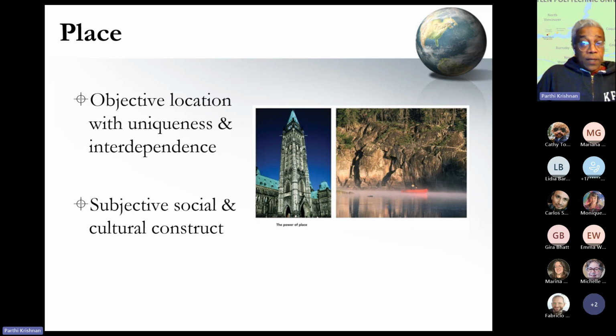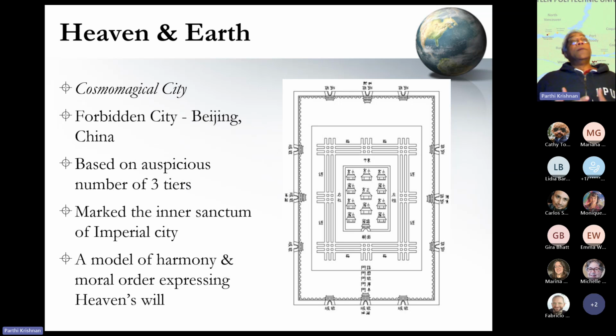So to give you one of the earliest perceptions of places, this is the idea of the cosmomagical city, that is the Forbidden City in Beijing. This is the innermost and most important ceremonial building in Beijing. The hall is set upon an auspicious number of 3 tiers. So from the gate of the supreme harmony, the emperor would be carried on his palanquin above the dragon pavement, which would have carved depictions of his dragon and other auspicious symbols such as waves, mountains, and clouds.